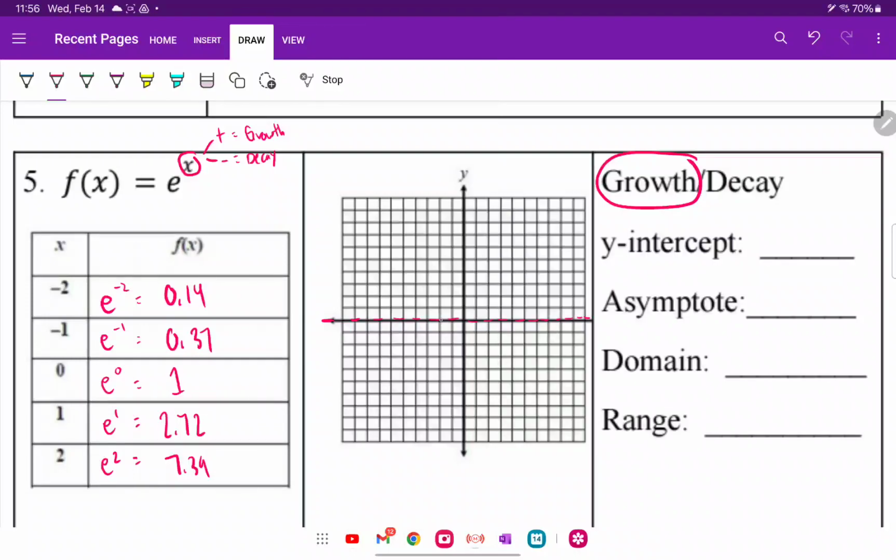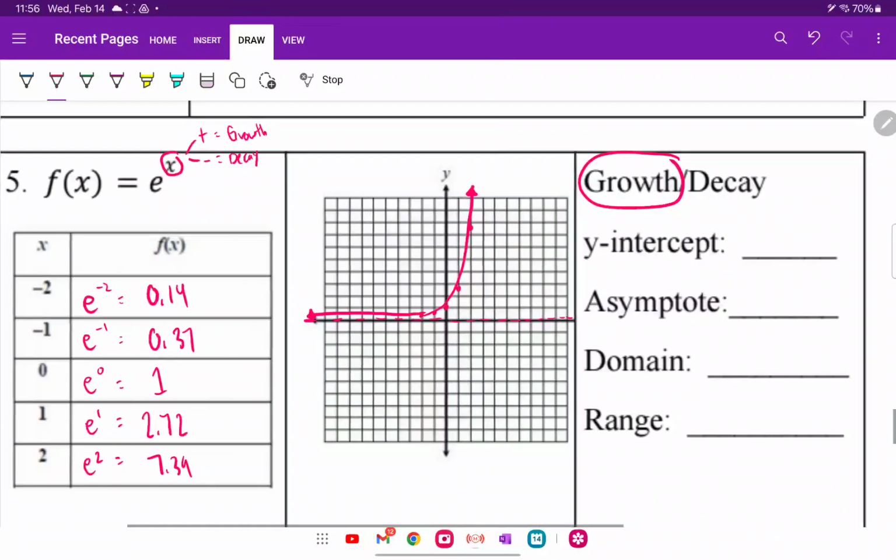So let's see. So -2 and 0.14, somewhere right there. -1 and 0.37, just a little bit higher up. 0, 1. 1, 2.72, so that's getting close to 3. And then this next one is almost 7.5. So 3, 4, 5, 6, 7, and somewhere in the middle there. And you notice if I added one more number, it would go off the graph pretty quickly.